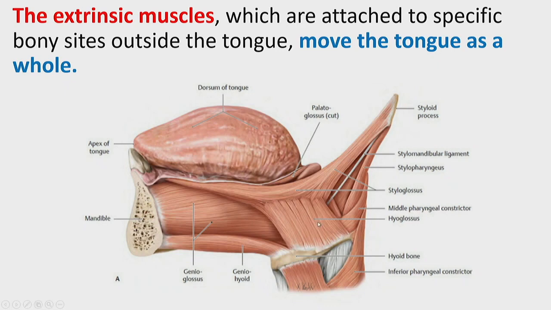Going upward. The other one is the genioglossus, which originates from the superior mental spine on the internal surface of the anterior aspect, or the symphysis part, of the mandible. You have two spines. The superior spine is for the attachment of the genioglossus, and the inferior spine is for attachment of the geniohyoid muscle, which is a suprahyoid muscle.